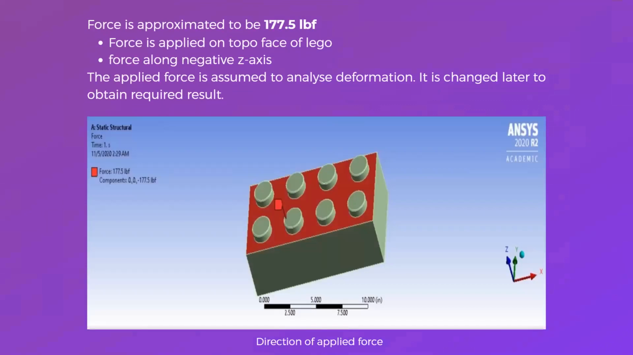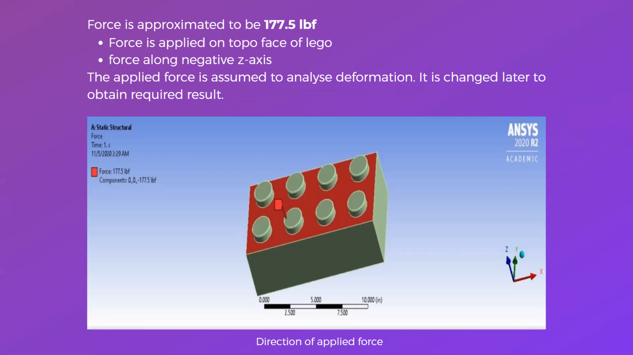The size of element was 0.5. The force which was applied on the top was 177.5 pounds, as mentioned earlier. It was applied perpendicular to the top face towards the ground, which is the negative z axis in this case.